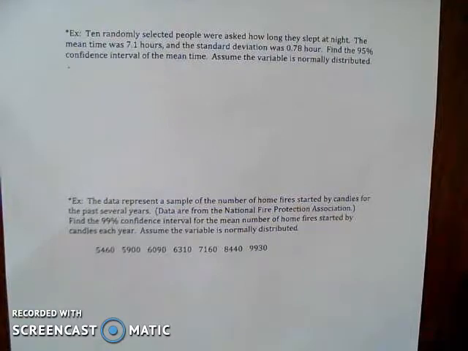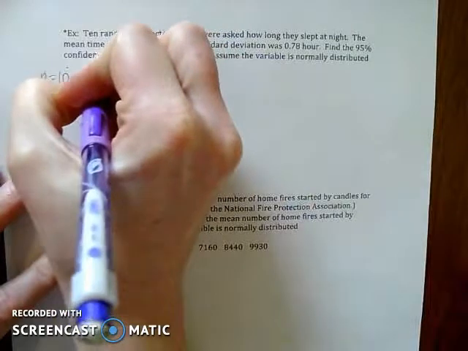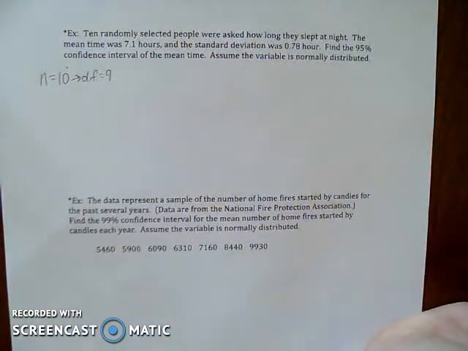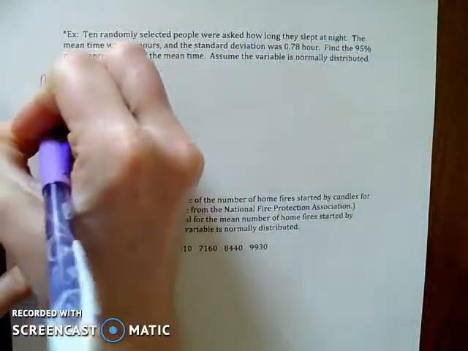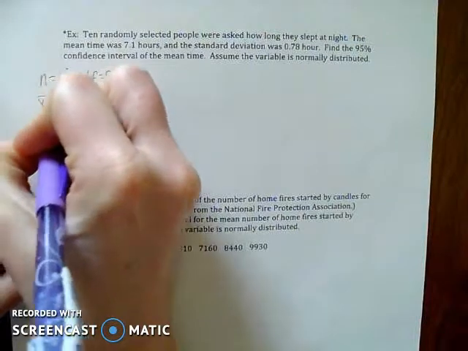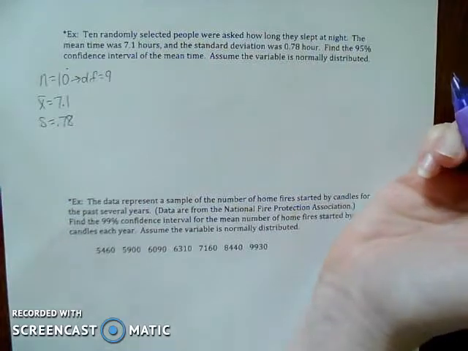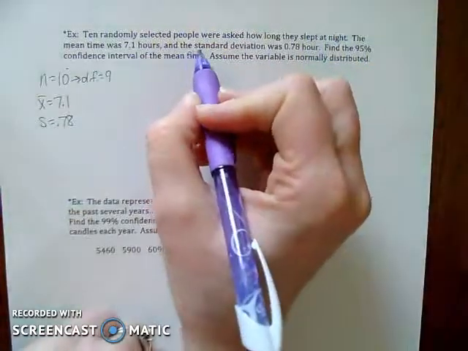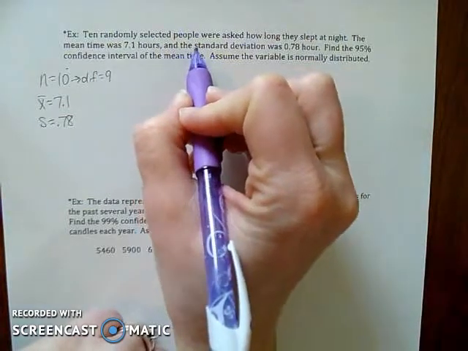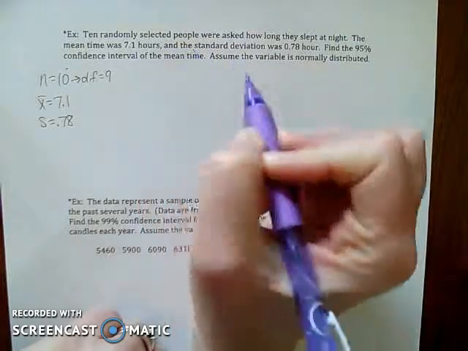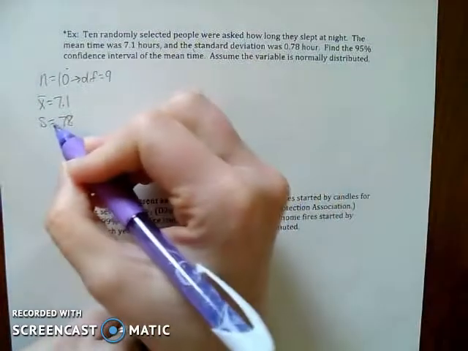So 10 randomly selected people, so n is 10, which means your degrees of freedom is 9. Okay, again, up to you whether you write that stuff down or not. How long they slept at night, the mean time was 7.1 hours. Standard deviation was 0.78. So again, we know this is s because it's in our notes, but the way you will know when you're just doing them, there's no population in here. It doesn't say sample, it doesn't have to. It would have to say population standard deviation in order to use the z-chart. Okay, so that's how I know it's s.